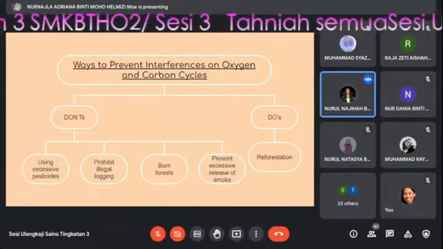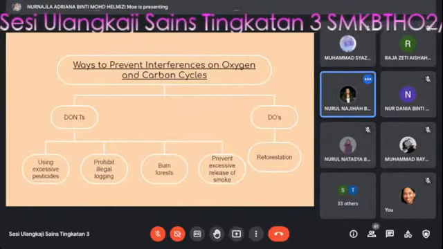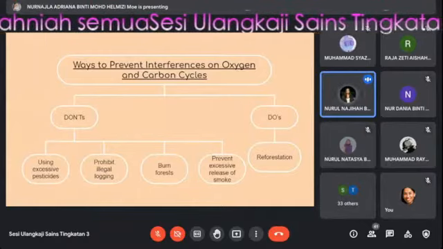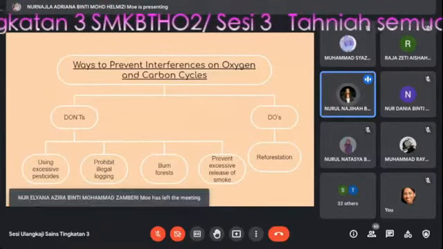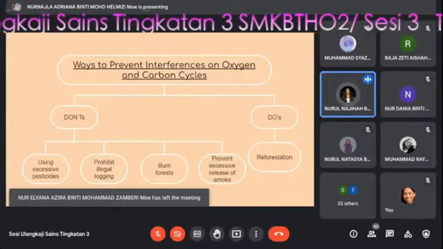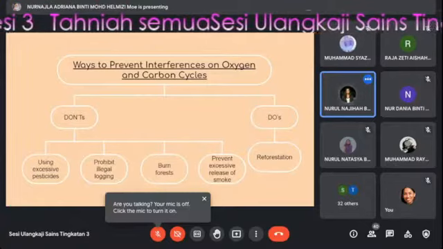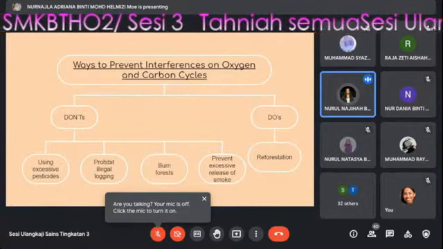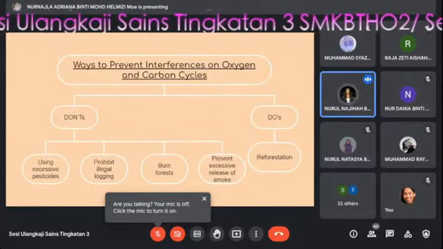Moreover, don't burn forests. Fire will destroy what is in the soil and the timber. In fact, it will pollute the air with emissions which are harmful to human health. It will also release carbon dioxide stored in the carbon sinks. Then, prevent excessive release of smoke. Smoke will trap heat, thus the atmosphere will be hotter.